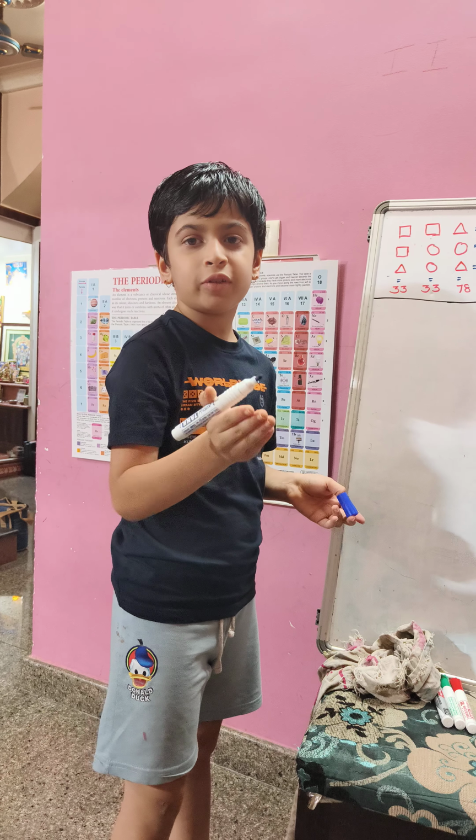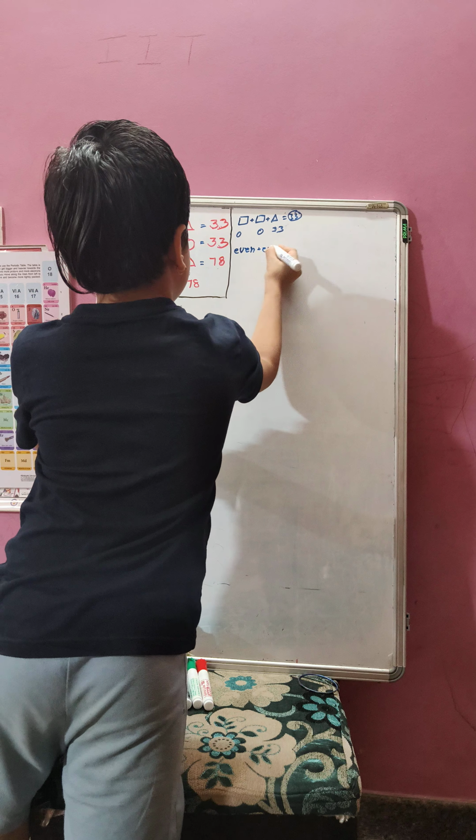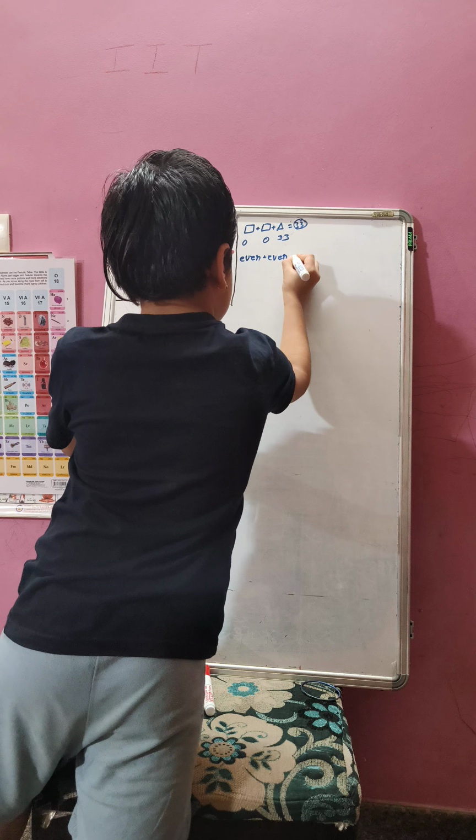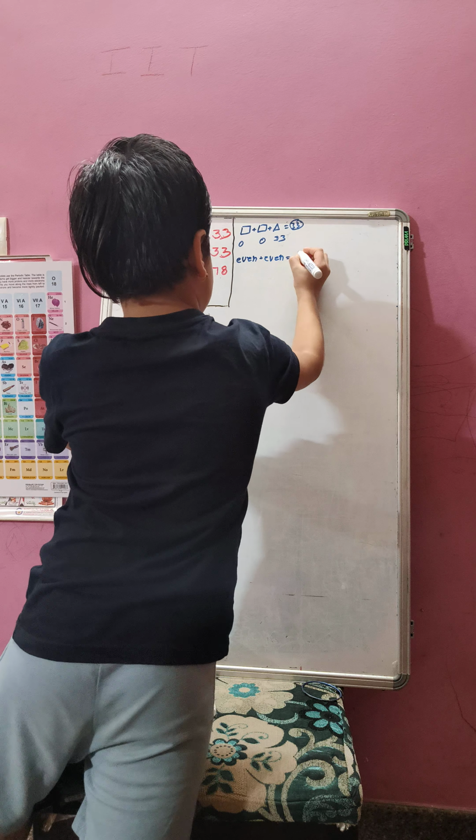So now let us see that even plus even number is equal to an even number only. Even plus odd is equal to an odd number. Odd plus even is odd. Odd plus odd is equal to even, because you're dividing this into 2.